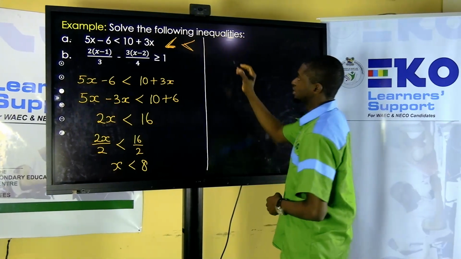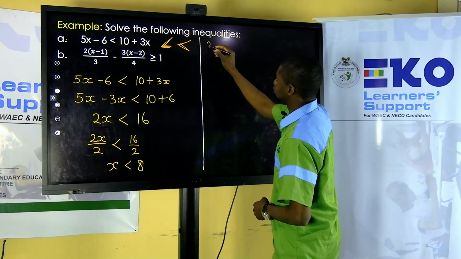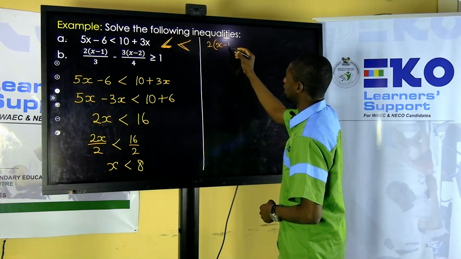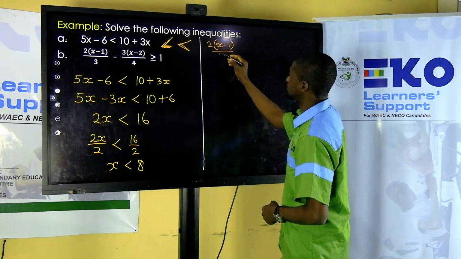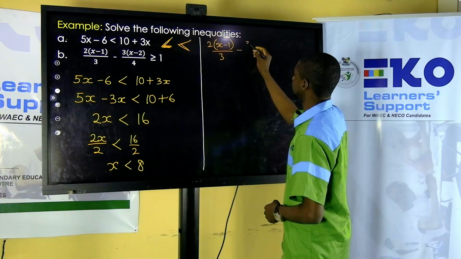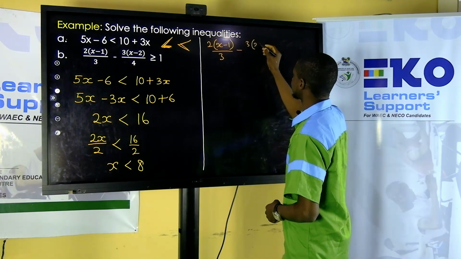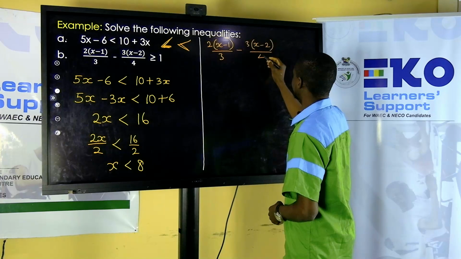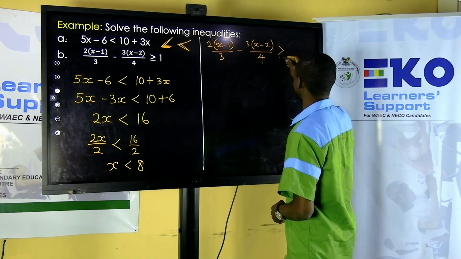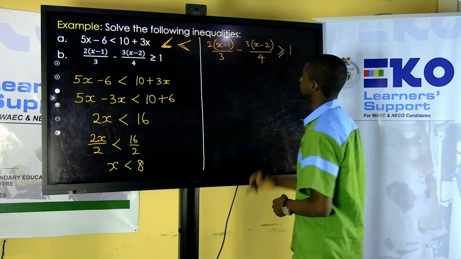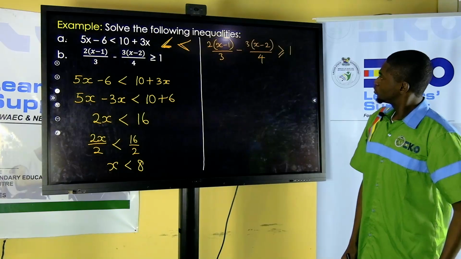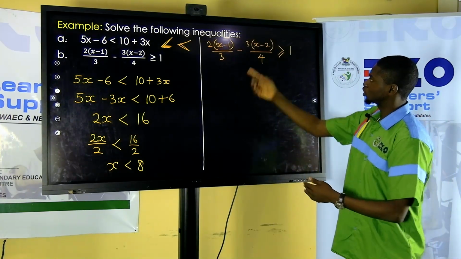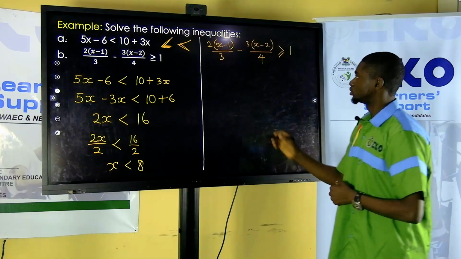Here we have 2 open bracket x minus 1, all divided by 3 minus 3 open bracket x minus 2 close bracket, all divided by 4, greater than or equal to 1. So the simple and easy thing to do here is to first open the bracket.